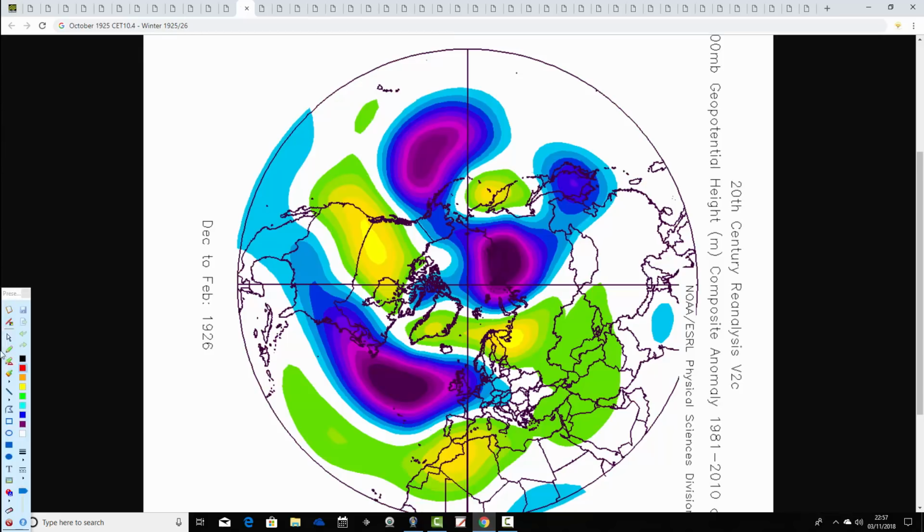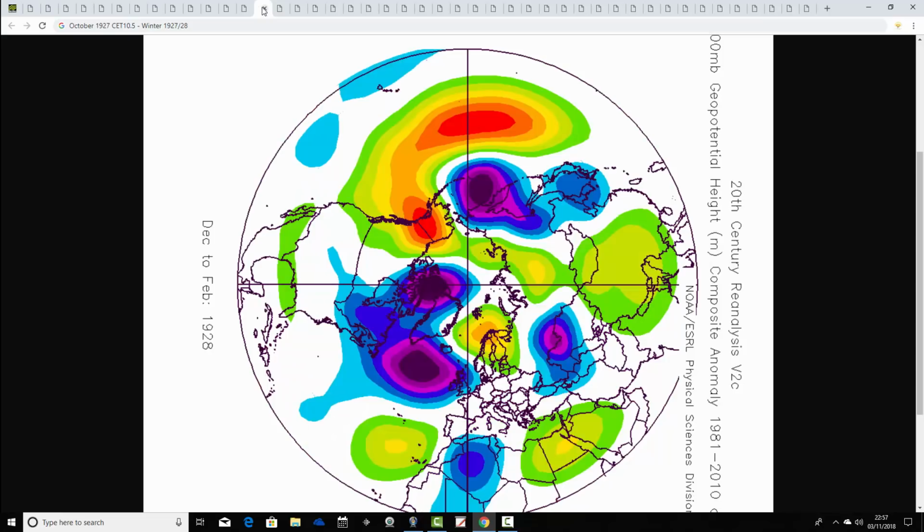The winter of 1925-1926 is unsettled with the below average heights coming in from off the Atlantic. I think it has a cold November, it has a cold start, but it's not a particularly cold winter in its own terms. Then we've got October 1927, so quite a few of these through the 1920s. We've got a CET in October 1927 of 10.5.